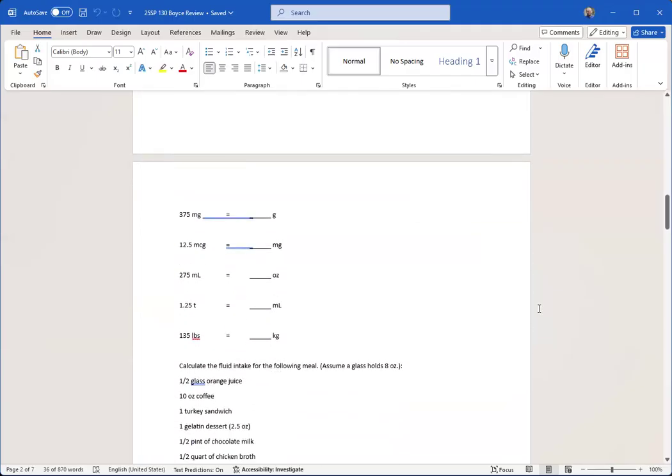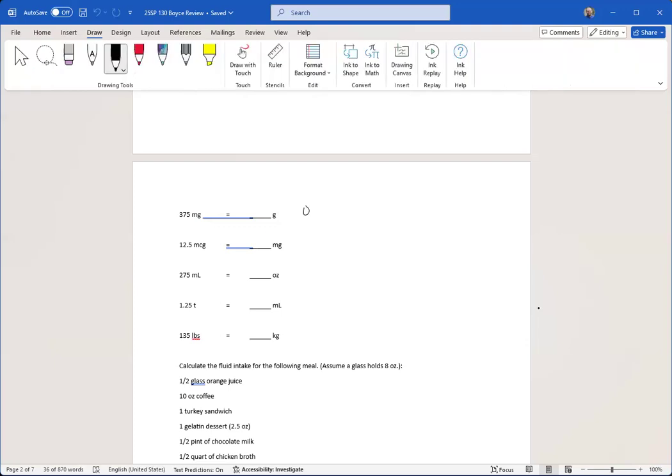These are pretty much your straightforward questions. I like to start with this first one because it's commonly missed, and not for the reason you think. You're conditioned to round your numbers. When I do this, I get 0.375 grams. That is the answer. Do not round that to 0.38. Do not round that to 0.4.